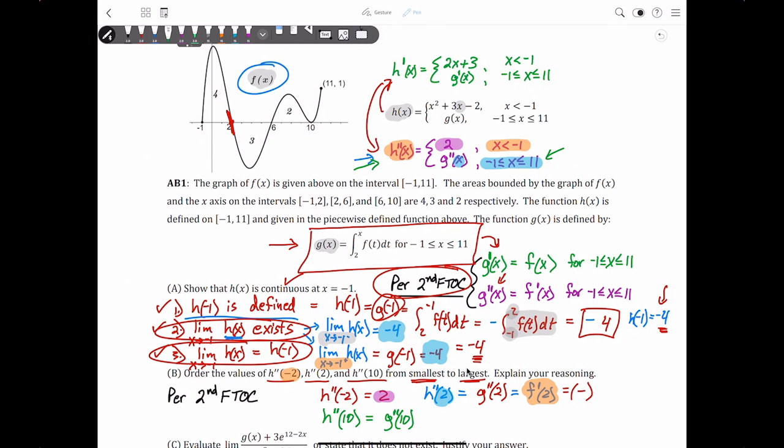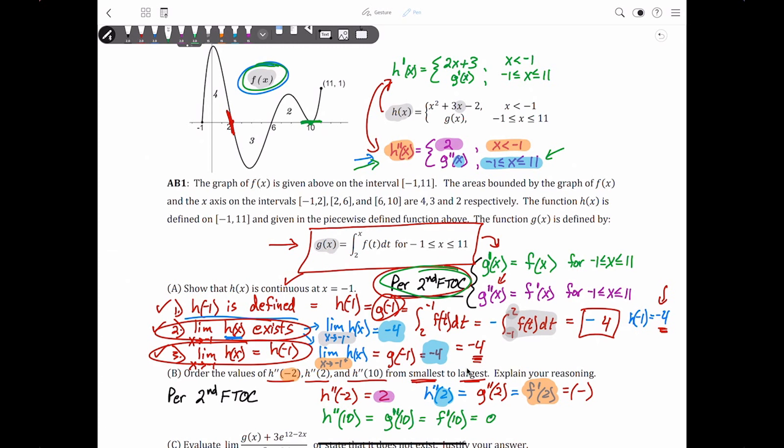Okay, and just like we did before when we were using the second fundamental theorem, we know per the second fundamental theorem that g double prime is the same as f prime of x, otherwise f prime at 10. So if we want to know the slope at 10, we go to the graph of f of x, we find the tangent at 10, and we see that this is a local minimum. And this is going to be a horizontal tangent of 0. So f prime at 10 is equal to 0.